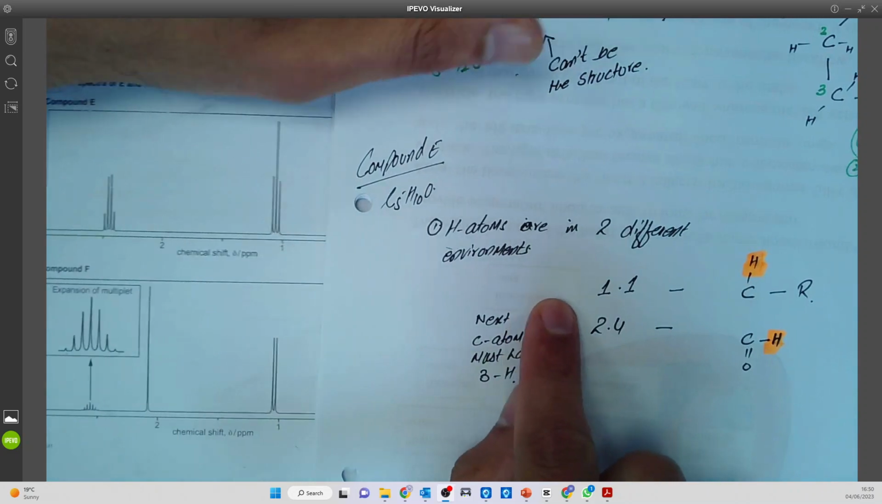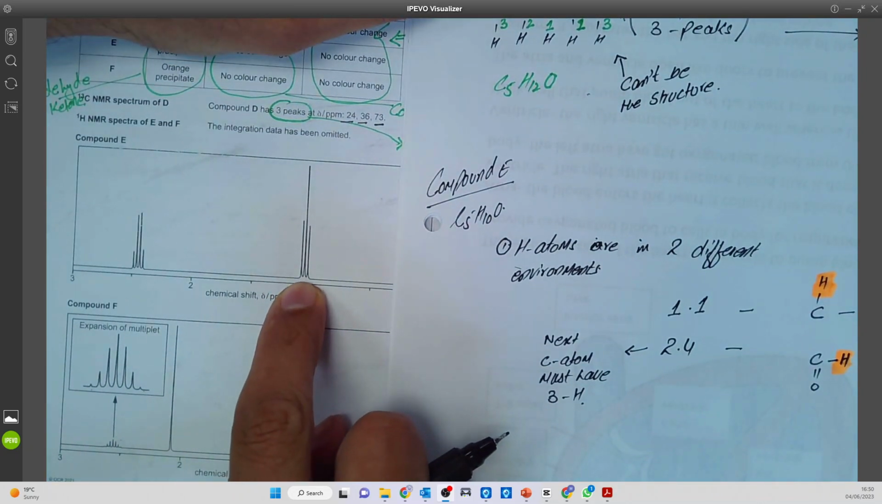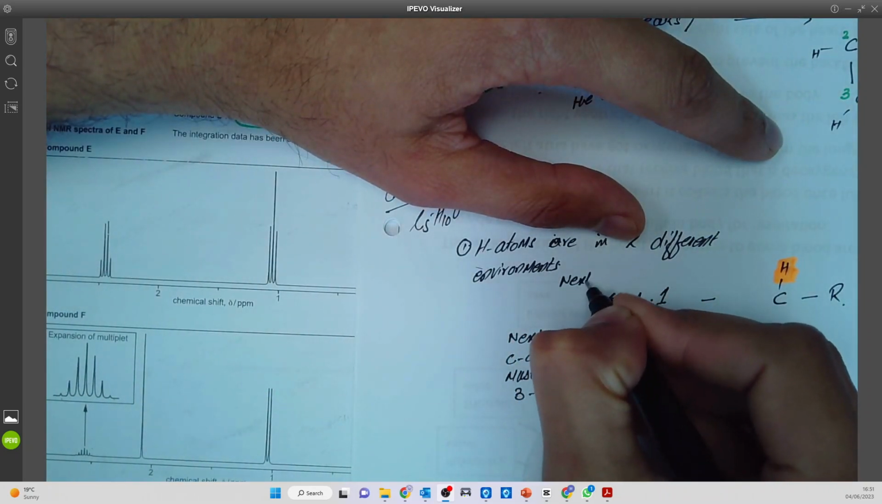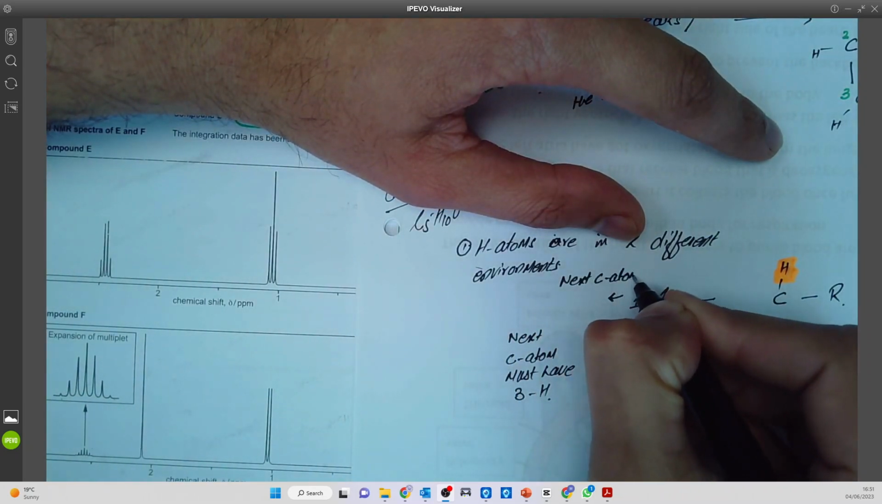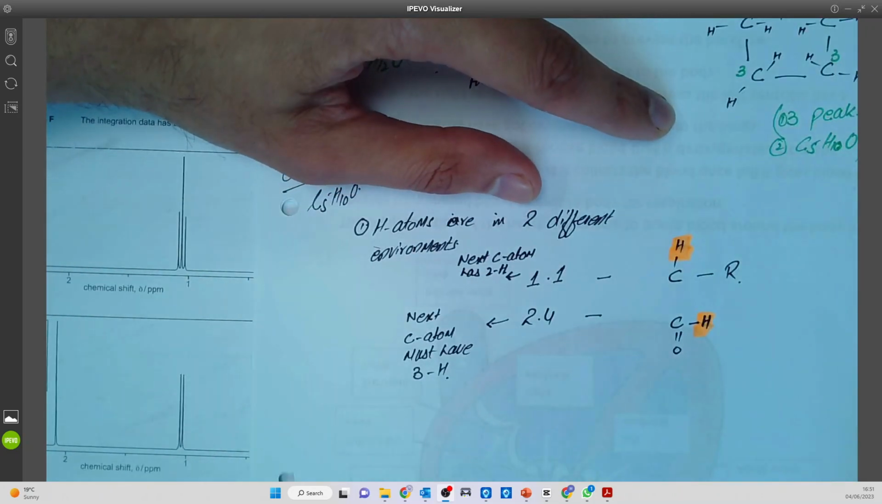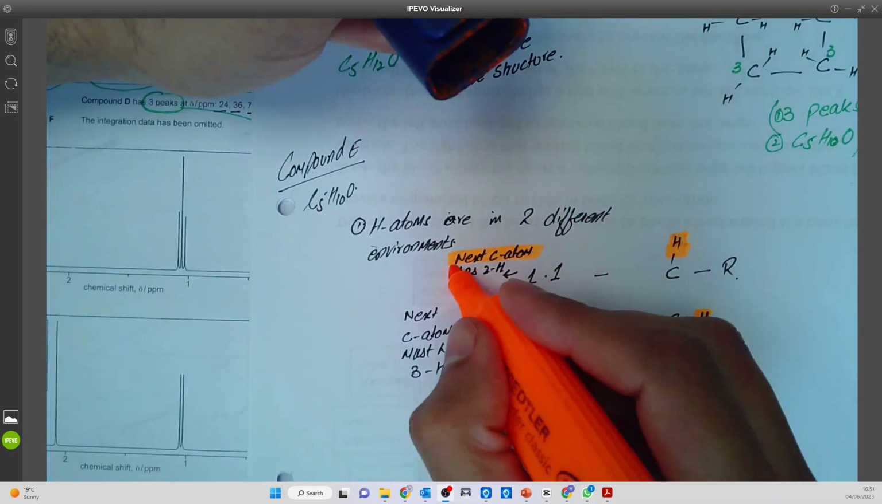When it comes to the 1.1 peak, how many peaks do I have here? The splitting pattern is 3. So this means in this case, the next C atom has 2 hydrogens. Are we happy with that bit?